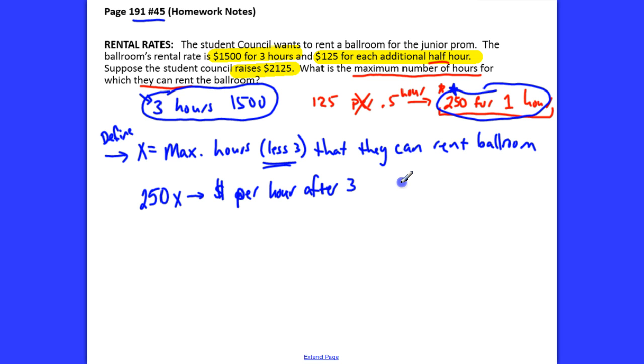Let's see. The 1500, that's what you pay for the first 3. And then 2125, that's all of your money. Okay, 2,125, that's your total, the total amount of money that you have.